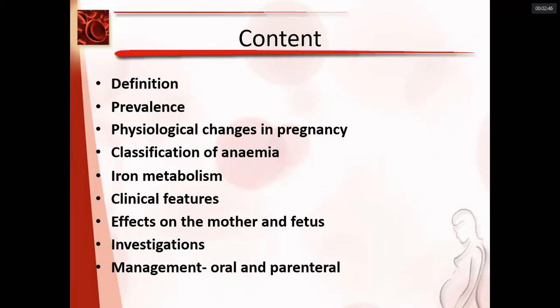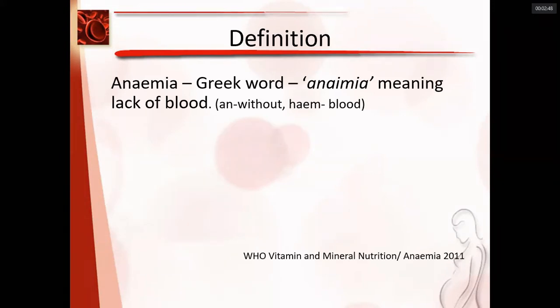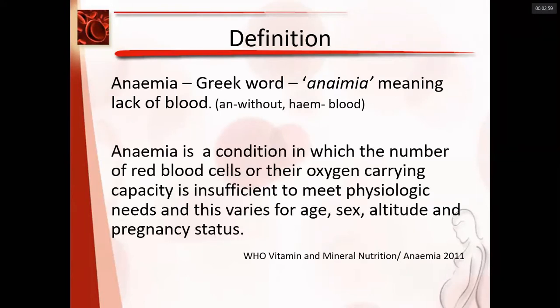So by definition, the term anemia is derived from the Greek word anaemia, meaning lack of blood, that is, without blood. What it actually means is a condition in which the number of red blood cells or their oxygen carrying capacity is insufficient to meet the physiologic needs, and this varies for age, sex, altitude, and pregnancy status.